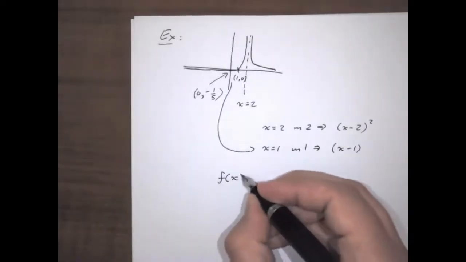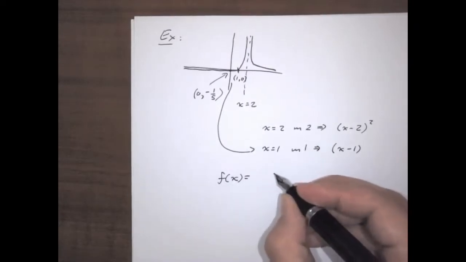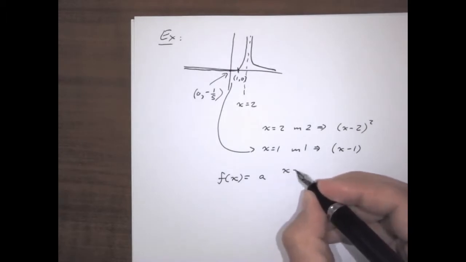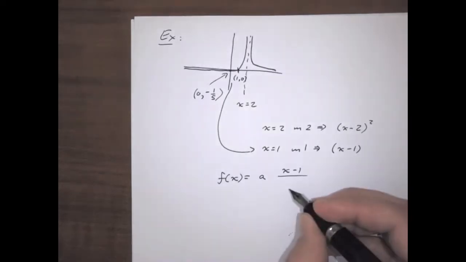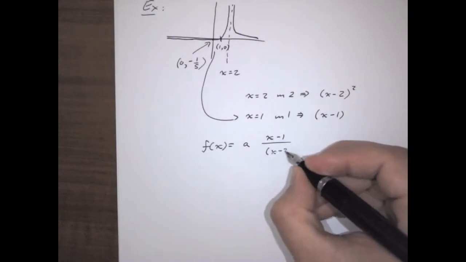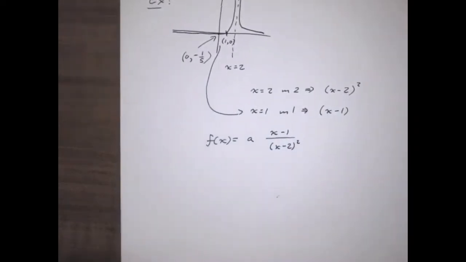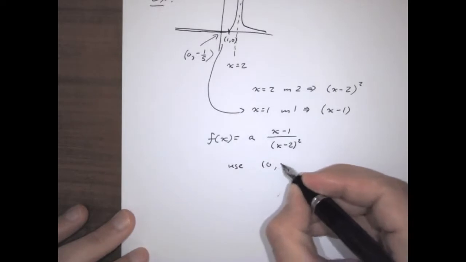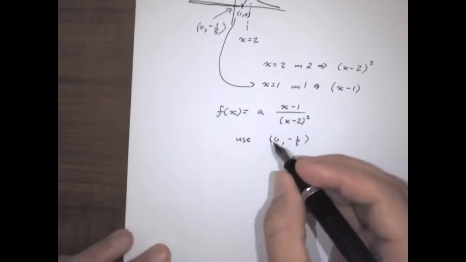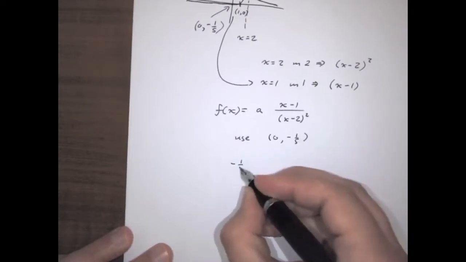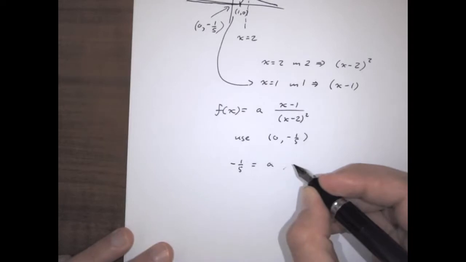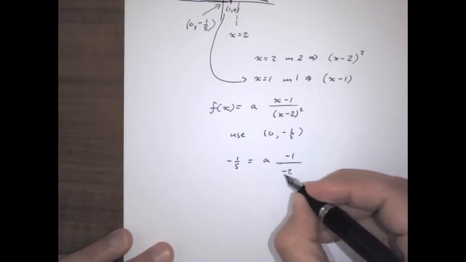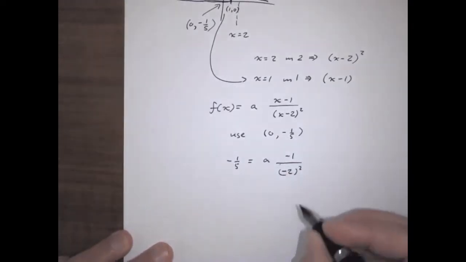So that tells us so far that f of x is equal to some mystery coefficient of a times x minus 1 on top, because that one is an X-intercept, divided by x minus 2 squared. But then to actually find the value of the a, we need one more point. So we use the point that was given to us of 0, negative 1/5, and then that will be the y. So negative 1/5 is equal to a times 0 minus 1, so it's just going to be a negative 1, and 0 minus 2 is going to be a negative 2, but it's squared, so it's not going to be negative anymore.